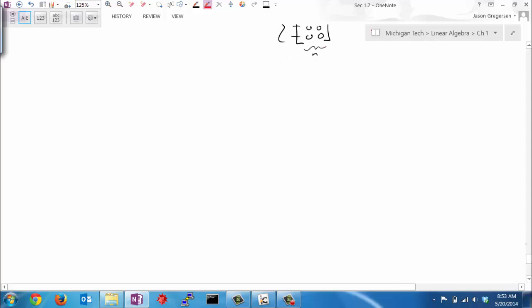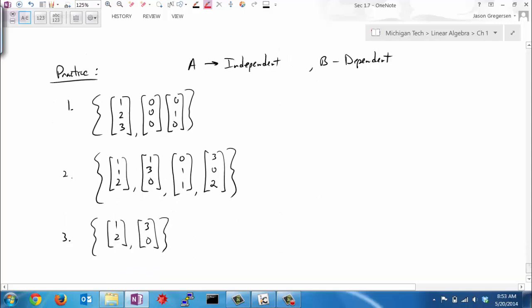Okay. So let's do a little bit of practice here. Quick clicker quiz, and then this should about end this up here. So, independent or dependent. We'll start off with number 1 here. Independent or dependent. This set of vectors, independent or dependent.